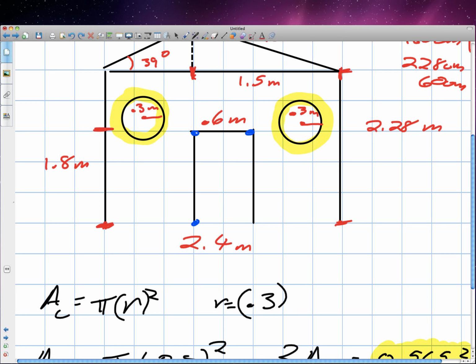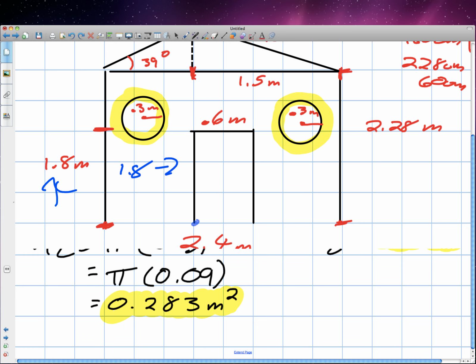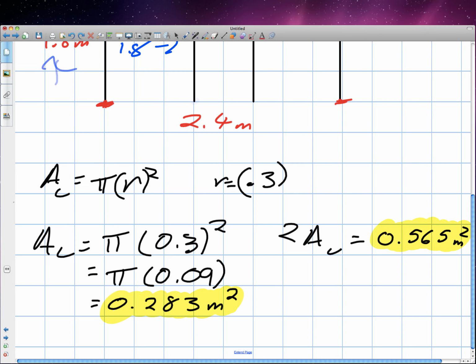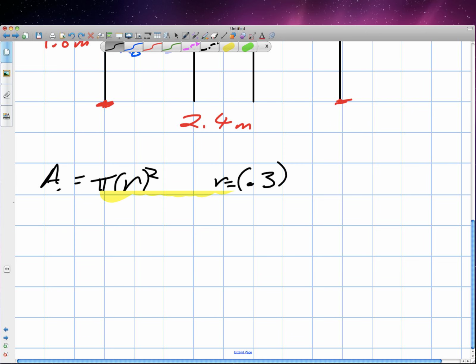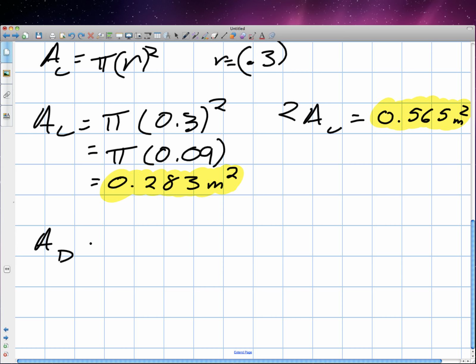So, area of the door is 0.6 times 1.8. 1.08 meters squared. That's the area of the door. So the yellow ones, what we'll do is we'll highlight them as the ones we need to subtract from the total area. Okay? So these are all the areas we'll be subtracting from the total area of our shape.